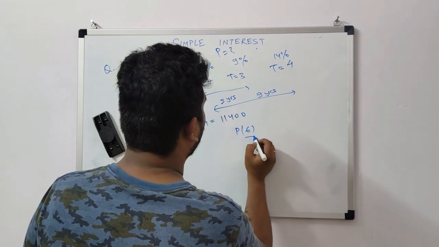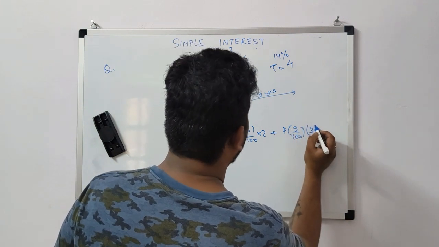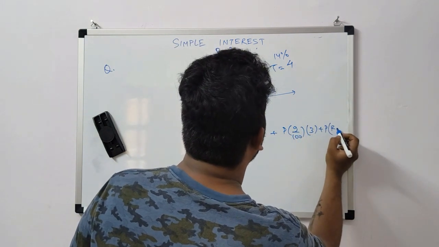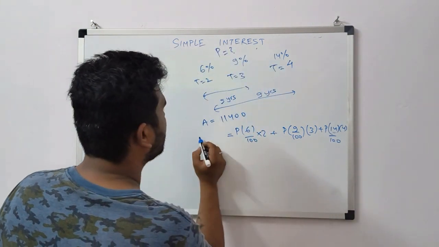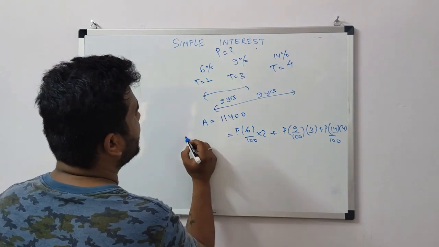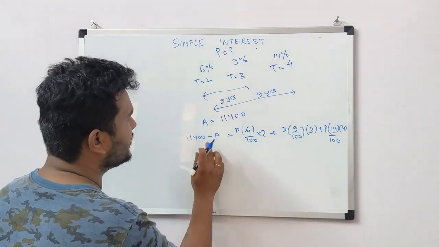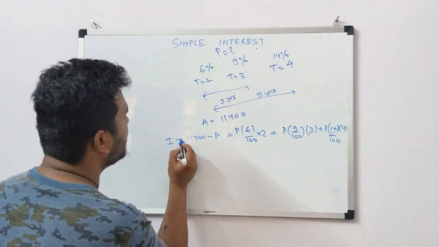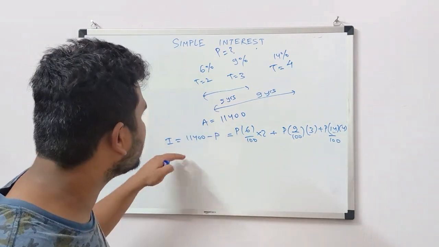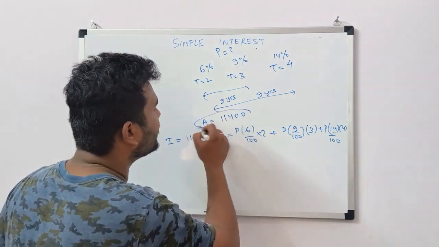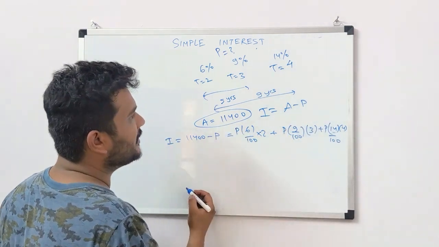So P R T, P R T, P R T is what? Total interest. So please don't make mistakes here. This cannot be just interest. This is amount minus principal, which is again interest. So we only have one variable. Now we can easily solve. So don't be in a hurry and write just 11,400. That is amount. That is not interest. Interest is amount minus principal. So in this formula, 11,400 minus principal.